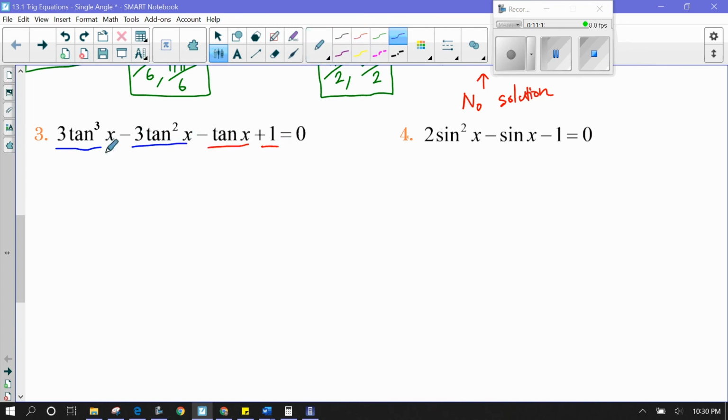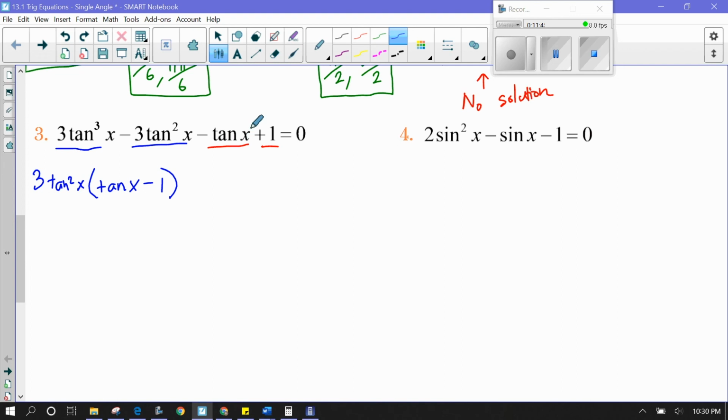So let's take a look at the first 2, and I notice that I can factor out 2 tangents from both of these. So let's take out tangent squared, 2 tangents. And if I do that, in the first term I have 1 tangent that's left over, and I've taken everything out of this term, so all that's left is 1 as a placeholder.